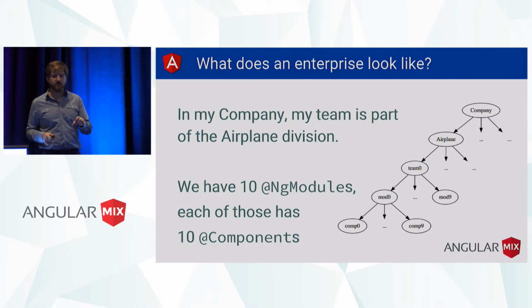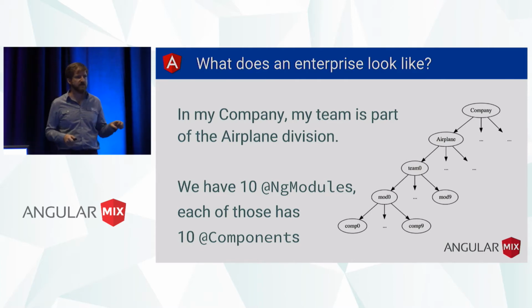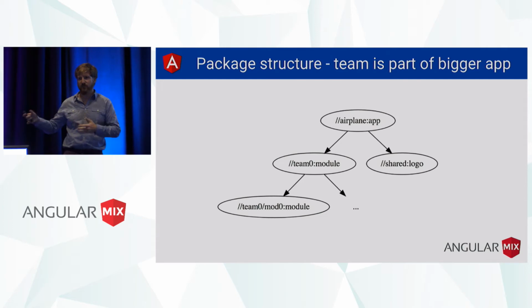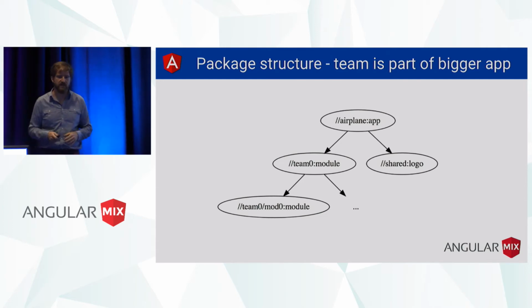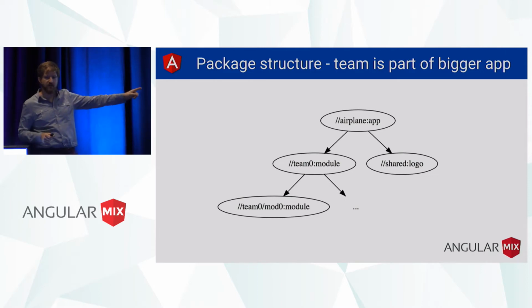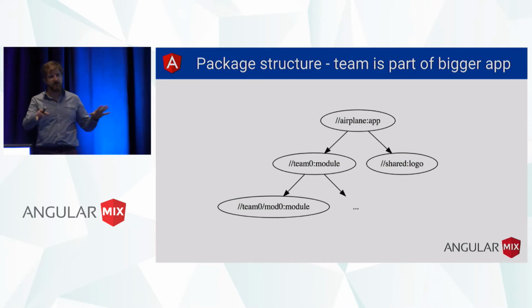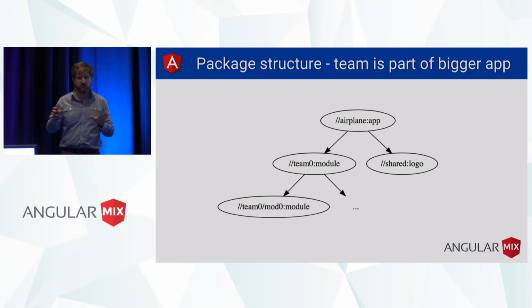Then I have 10 ng modules that my team 0 maintains, and each one of those has 10 components. So we have a total of 100 components inside of what our team maintains. But if you look at the package structure, the application actually lives all the way up at the division level. So our division has this big app, and my team, along with 9 other ones, are contributing code that needs to run inside of there. And there's also this shared logo component, which I'll talk about later, which you can imagine is a placeholder for some shared UI components that's written by one dedicated team at your company, and they follow your UX standard, and they're used in a bunch of different apps.